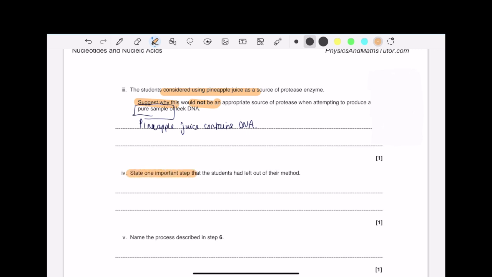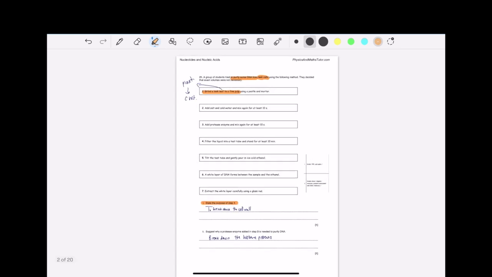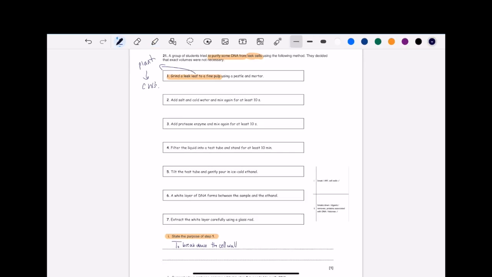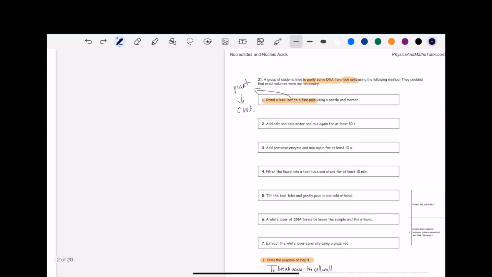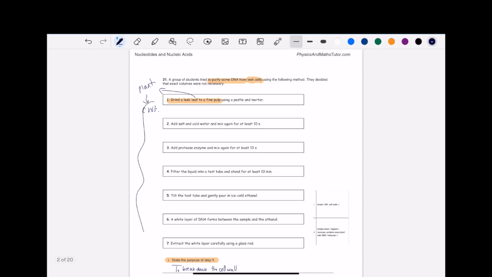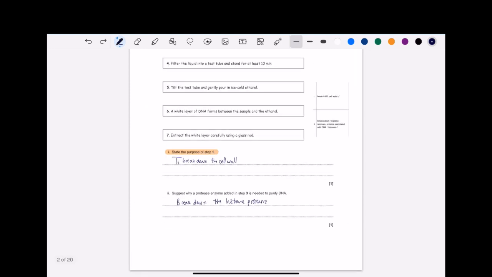Stress one important step that the students had left out of their method. Immediately I'm thinking detergent. Because I've done so many of these types of questions where it has this practical in particular, I know that you need detergent, and it hasn't mentioned that. Like, look here, it says detergent, right? Does it say detergent here? No. So that's straight away my answer.